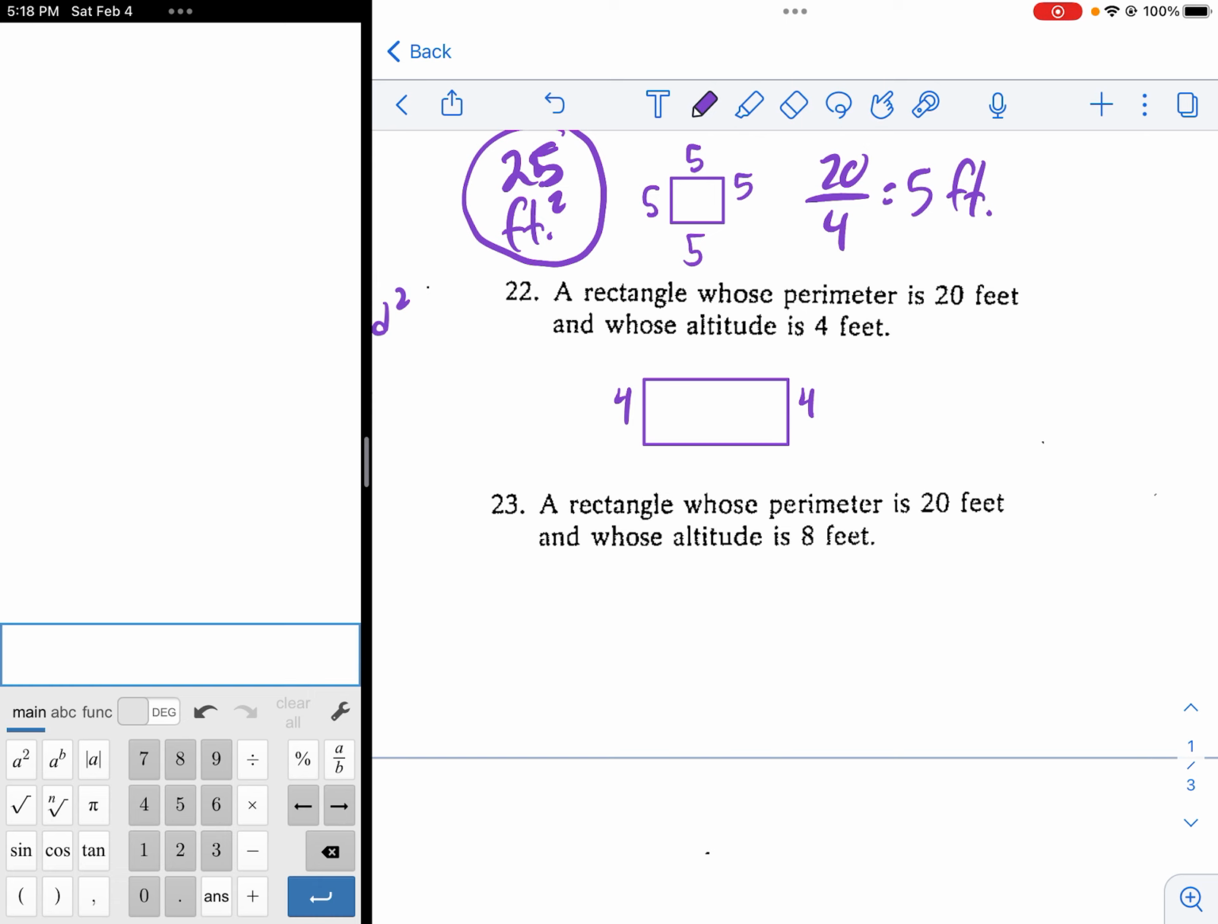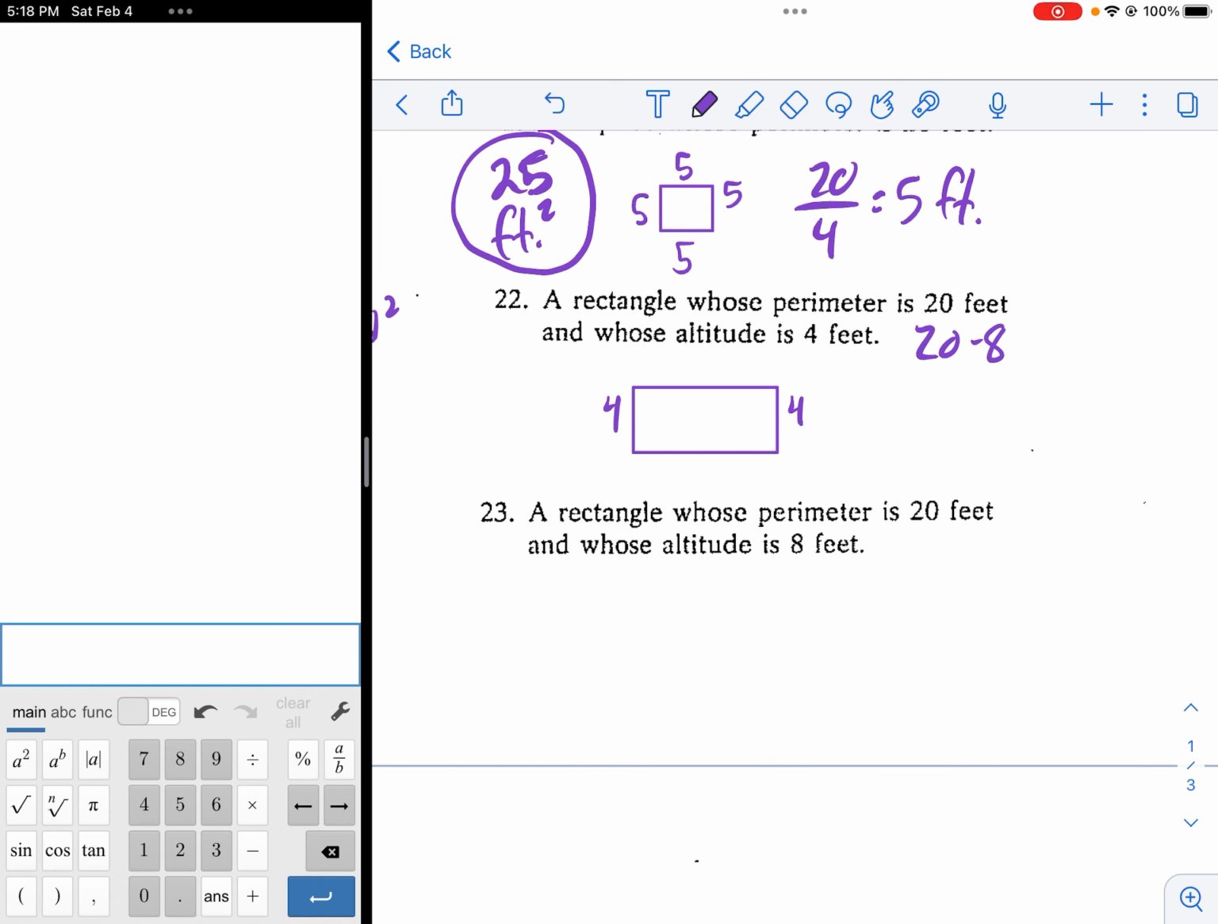And I know the total is 20. So I can take 20 minus 8, that gives me 12. And I can split that up evenly between the two sides. It gives me 6 feet per side there. So in order to find the area, you do length times width. 6 times 4 gives me 24 feet squared.